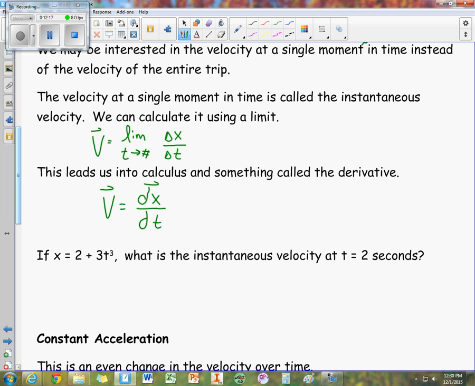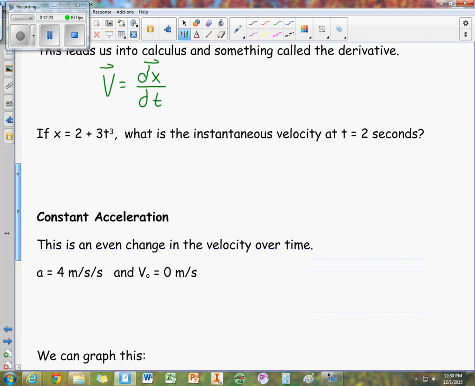What happens is that the delta signs become d's for derivatives. So we'd want to use the derivative. So for those of you in calculus, let's take a look at a quick example here. Let's say x equals 2 plus 3t cubed is an equation which describes the motion of an object. What is its instantaneous velocity at 2 seconds?